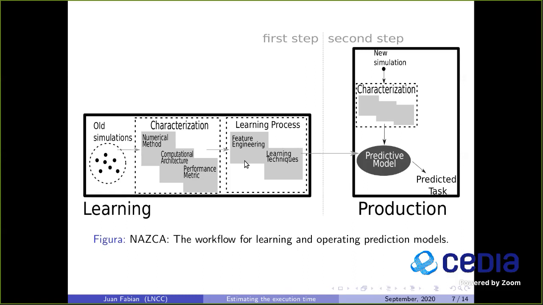This approach has two steps: the step of learning and the step of production. We use old simulations. A characterization process is carried out considering three data spaces related to the numerical method, computational architecture, and performance metrics. In the learning process, we perform feature engineering on the data and define the learning techniques. After that, we obtain the predictive model, which is put into production for estimating the execution times. For new simulations, we use the same characterization process and feature engineering that we did before.